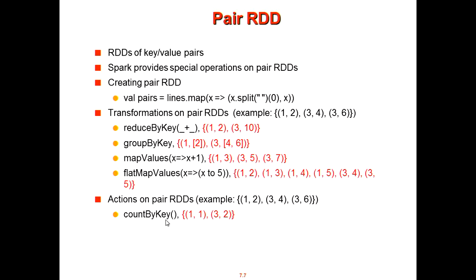countByKey counts the number of values for each key. So there's only 1 pair for key 1, so it's 1. But there are 2 values for key 3, so it's 2. And collectAsMap will return a map, storing all the values. lookup(3) is kind of a lookup table: the values for key 3 will be returned to you, which are 4 and 6.